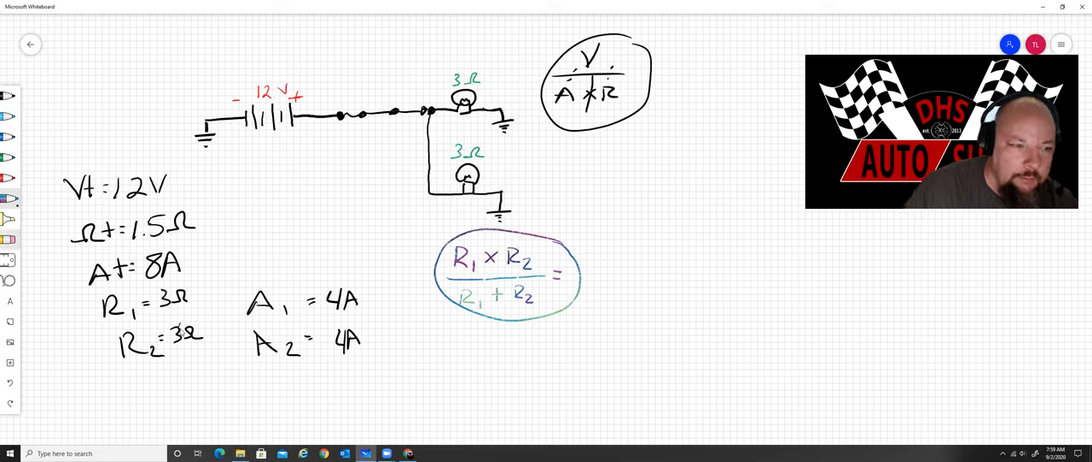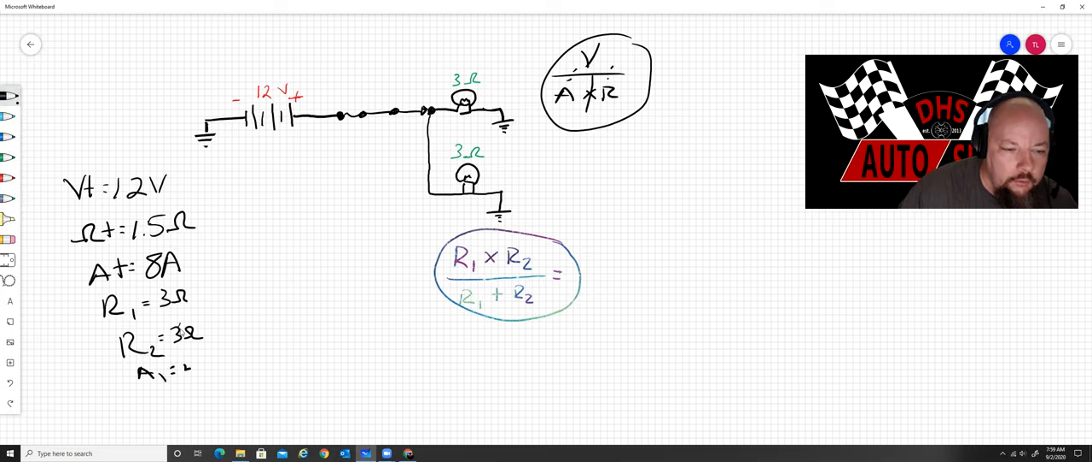Let me get this cleaned up a little because it looks like we're a little busy on our screen. So we'll get rid of this here. Let's come back. Where'd my mouse go? There we go. Well, A1 was 4 amps, A2, 4 amps. We'll make sure that's all still linked right there. So now let's do our math here.